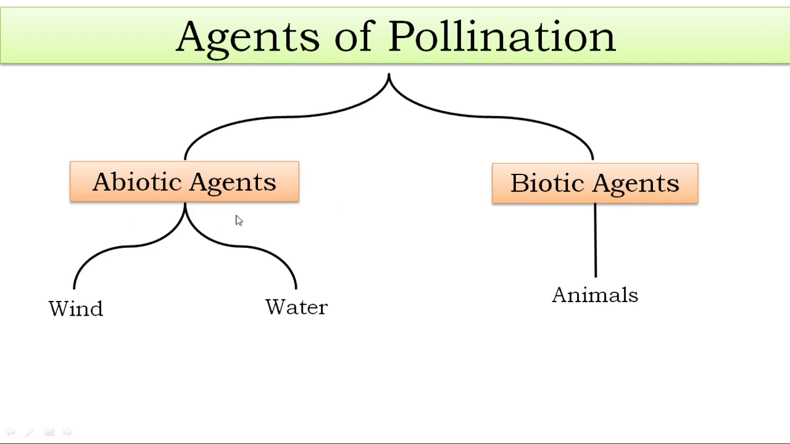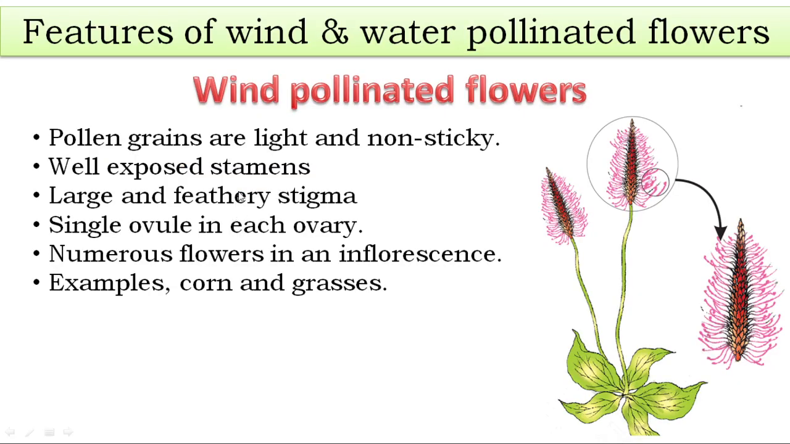Now let us discuss the abiotic agents first, right? And in that regard, let us discuss the features of wind and water pollinated flowers. If you look at the wind pollinated flowers, since the pollen grains are carried by the wind, we find that pollen grains are light and non-sticky.